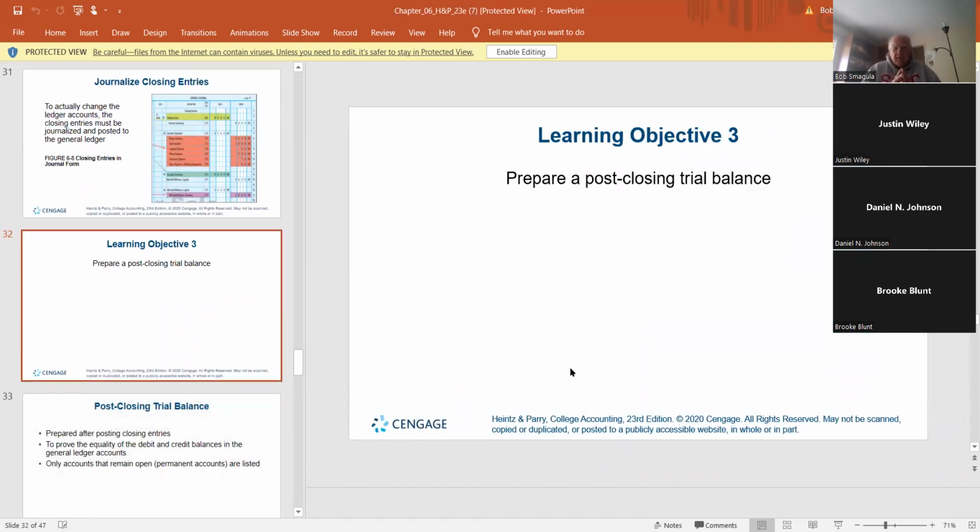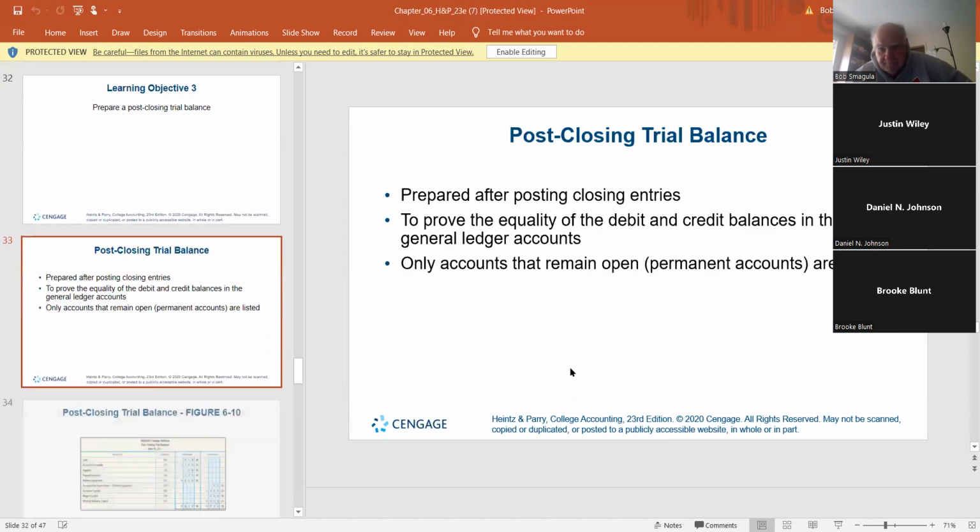So that's a quick look at the closing entries. Okay. Once you practice them a little bit on your homework, it shouldn't be too bad. Prepare a post-closing trial balance. Well, this is the final thing I guess we're going to publish, although I don't know anybody who ever looks at it. Prepare a post-closing trial balance.